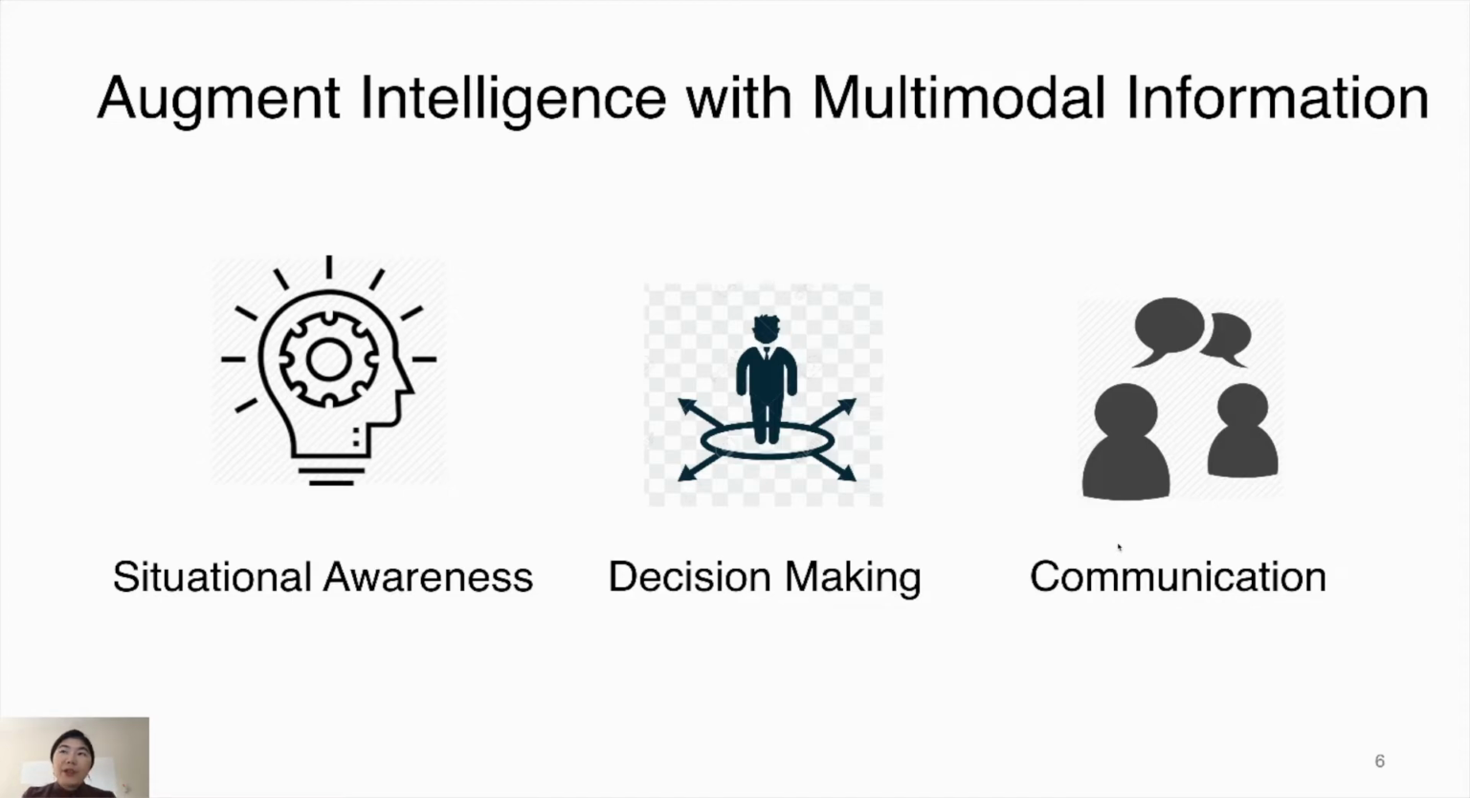Today, we're going to focus on three applications that utilize multimodal information. First, how we can infuse multimodal information to enable a system to have situational awareness. The second is how multimodal information helps your system make better decisions. And finally, how multimodal information together with text information can enable better communication between machines and humans.